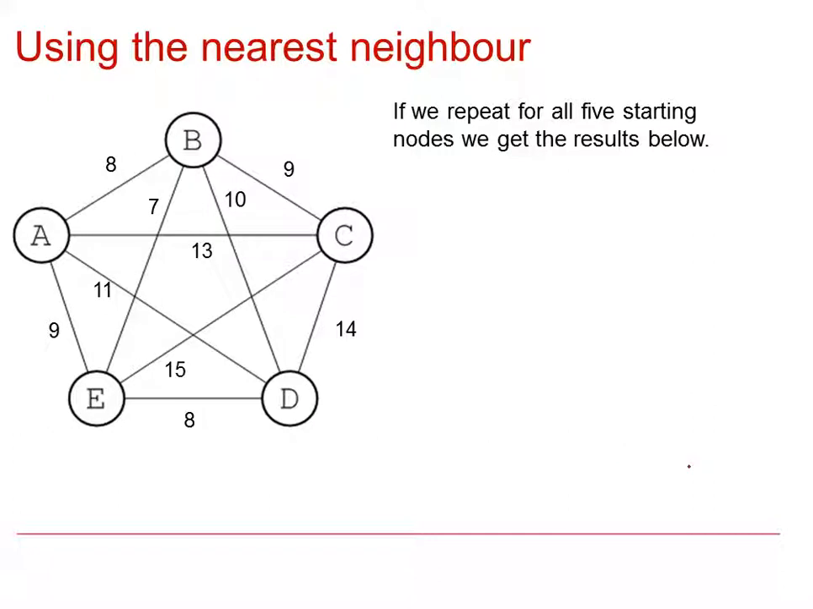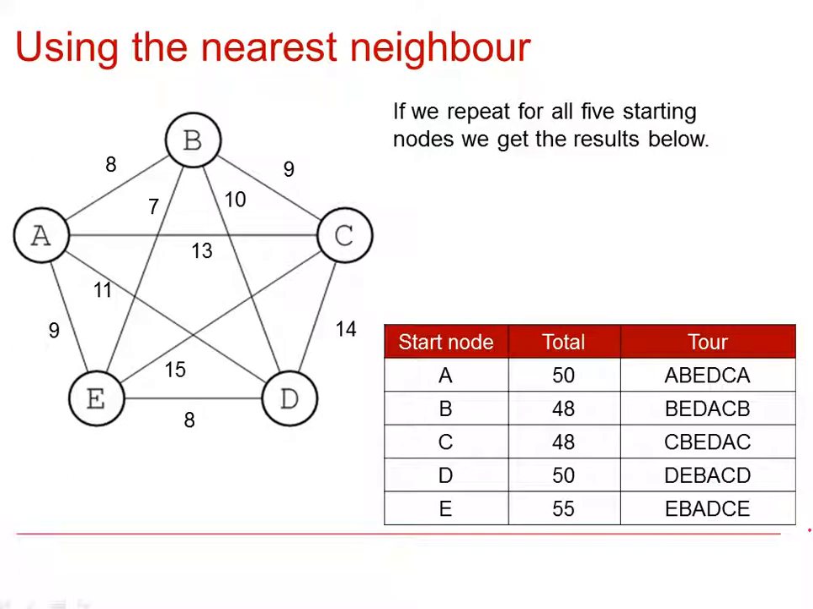So if we were to repeat this for all the 5 starting nodes, we would get the results as follows. It would be worth at this stage pausing the video and trying for yourself the nearest neighbour algorithm starting at C, then D, then E, and see if you can get the same totals and same tours as written in this table.